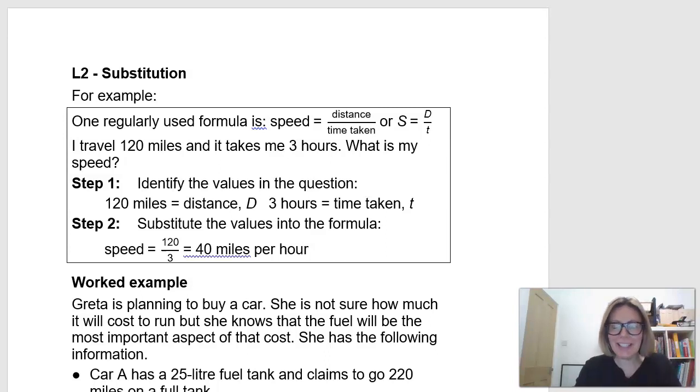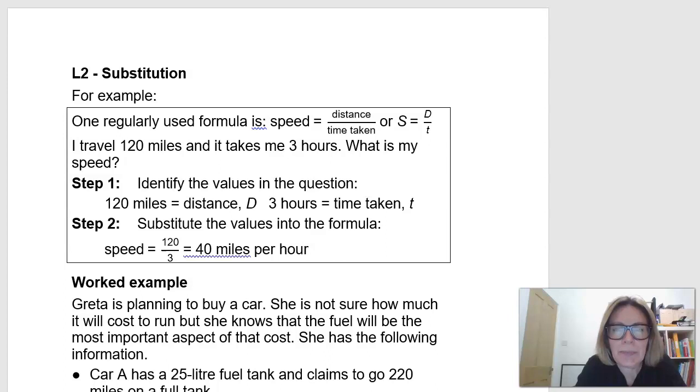So this sheet is continuing our work on measures and still linking in with the work we did on formula and substitution. So one formula that you might be given is the one for calculating speed. And you calculate speed by looking at the distance and the time it took you to get there. So say, for example, if you travel 120 miles and it takes 3 hours.